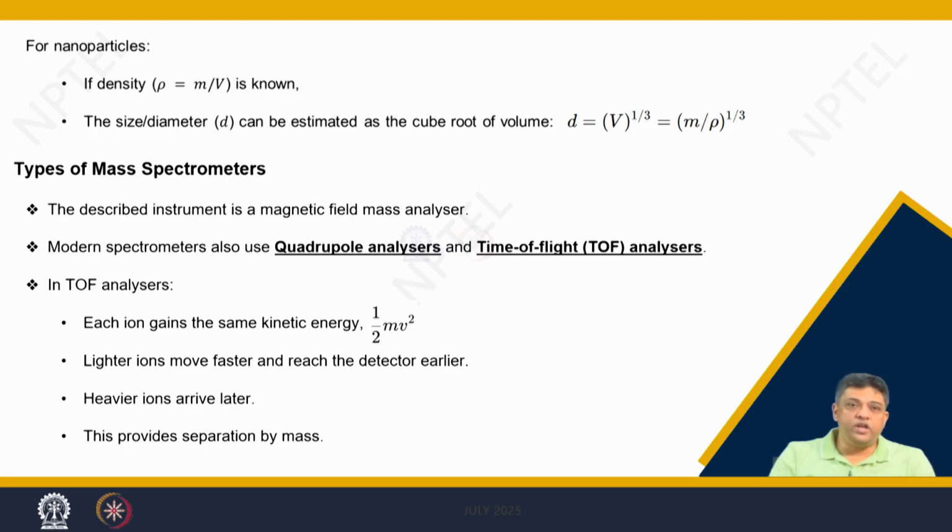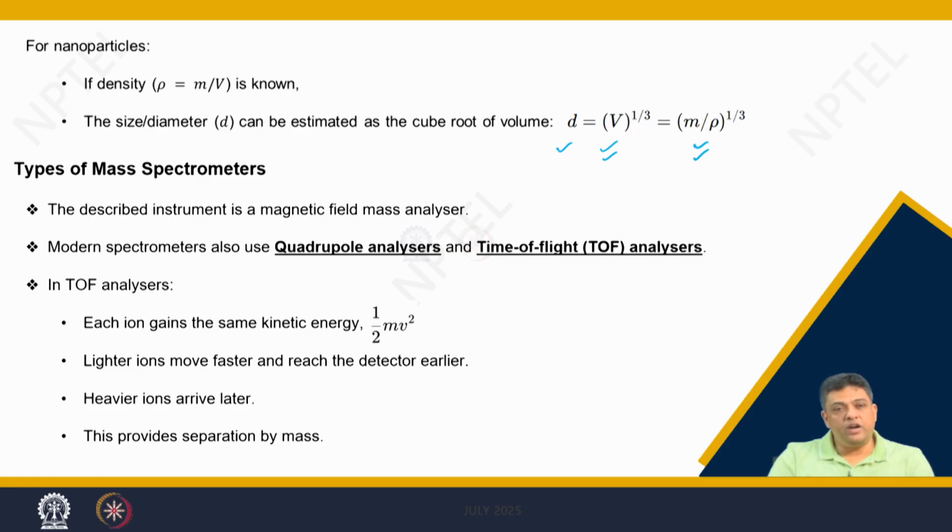If the density rho is known, then what can be said? Size or diameter can be estimated as the cube root of volume, which is d equal to V to the power of 1 by 3, and that is (m by rho) raised to the power of 1 by 3, and you can get the estimate of the size and diameter.